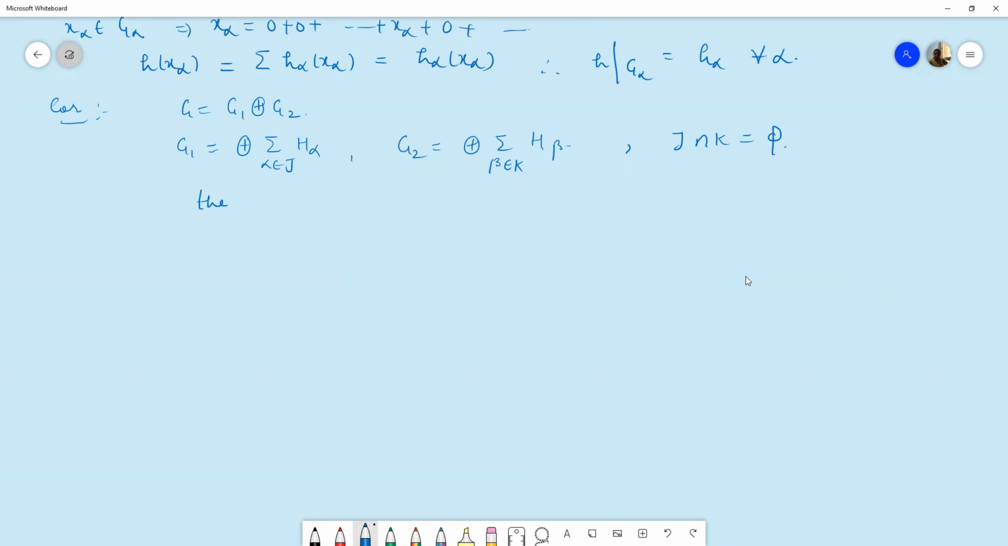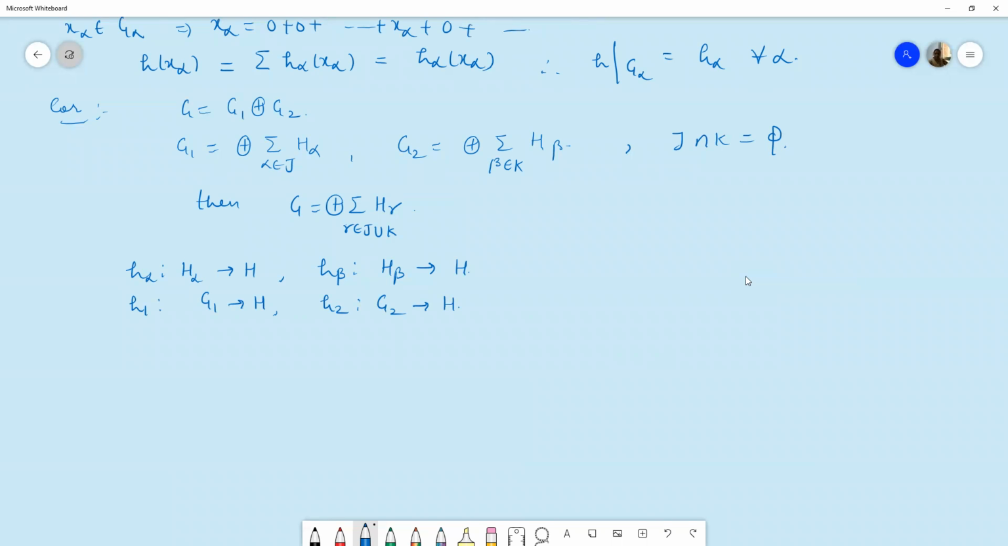Then G is direct sum of H gammas, where gamma belongs to J union K. And this is very obvious, because if we take H alphas to be homomorphisms from capital H alpha to H, and H betas from H beta to H, these two are families of homomorphisms, then by the extension condition, they can be extended to homomorphisms H1 from G1 to H and H2 from G2 to H by that preceding lemma.